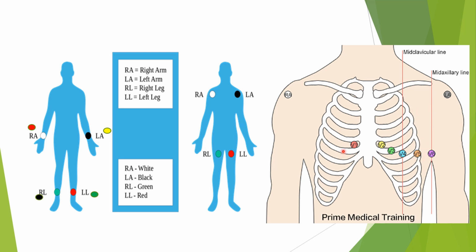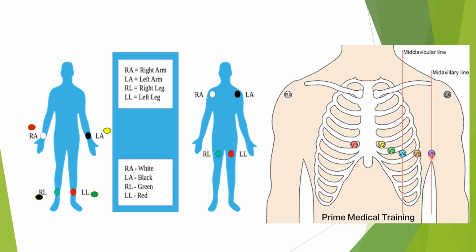Once again, V1 should be placed at the 4th intercostal space to the right of the sternum, V2 at the 4th intercostal space to the left of the sternum, and V3 between V2 and V4. V4 should be placed at the mid-clavicular line in the 5th intercostal space. V5 should be at the same level as V4 but at the anterior axillary line, and V6 at the same level as V4 and V5 but at the mid-axillary line.